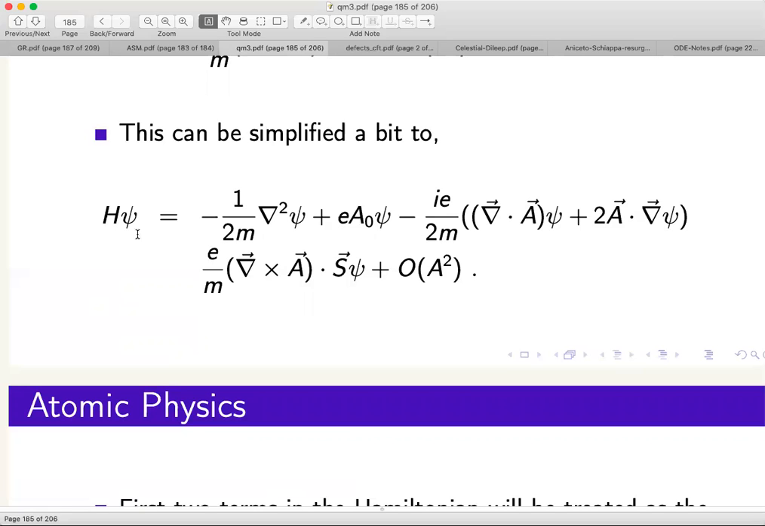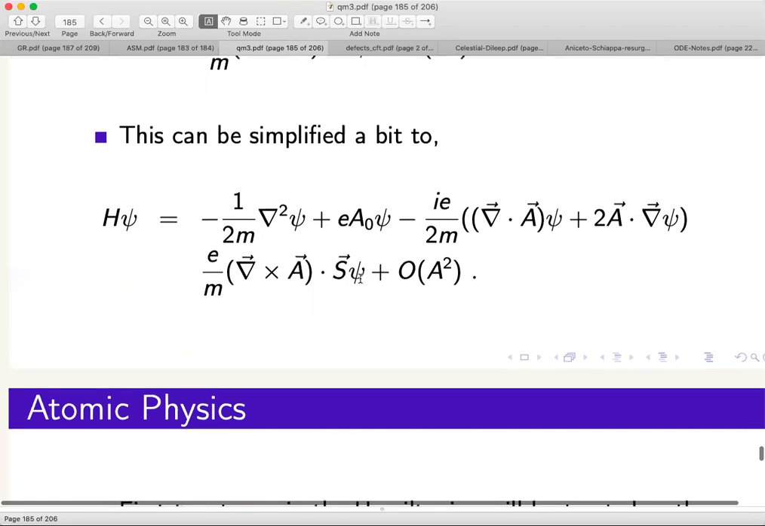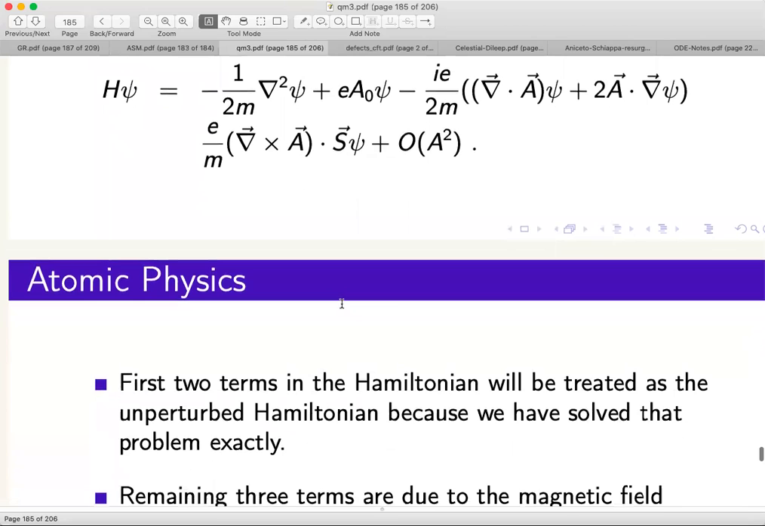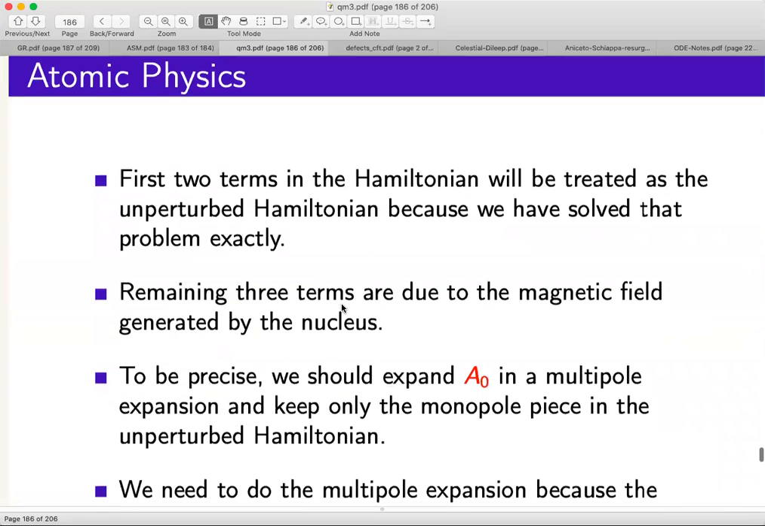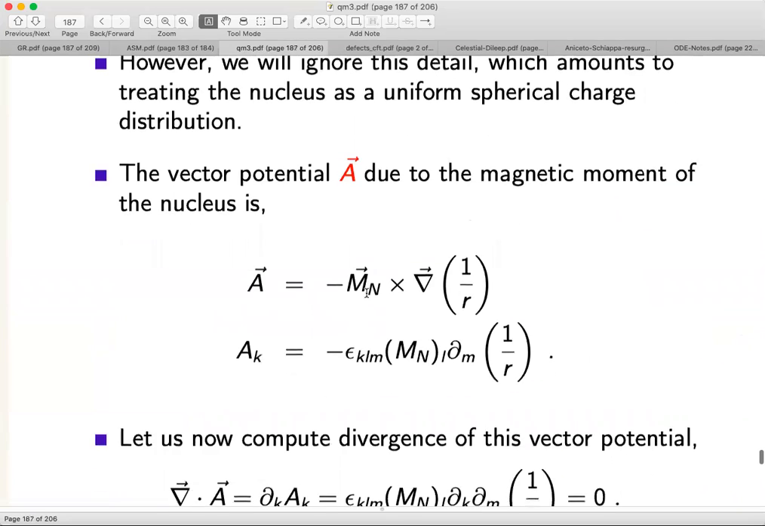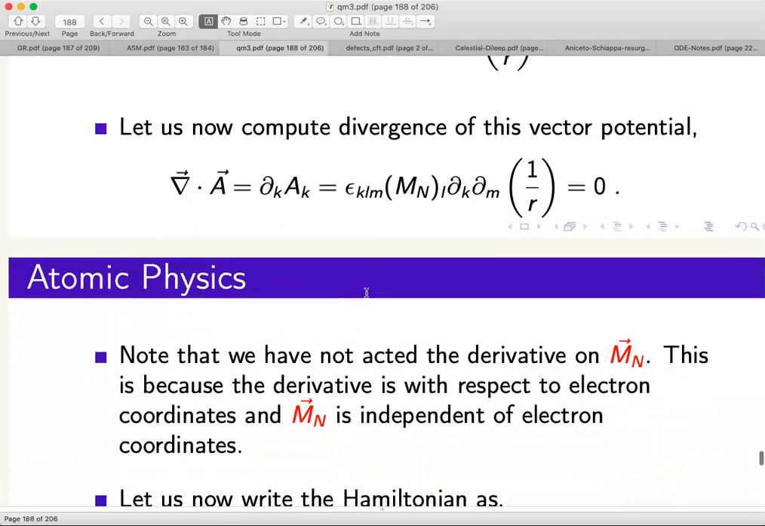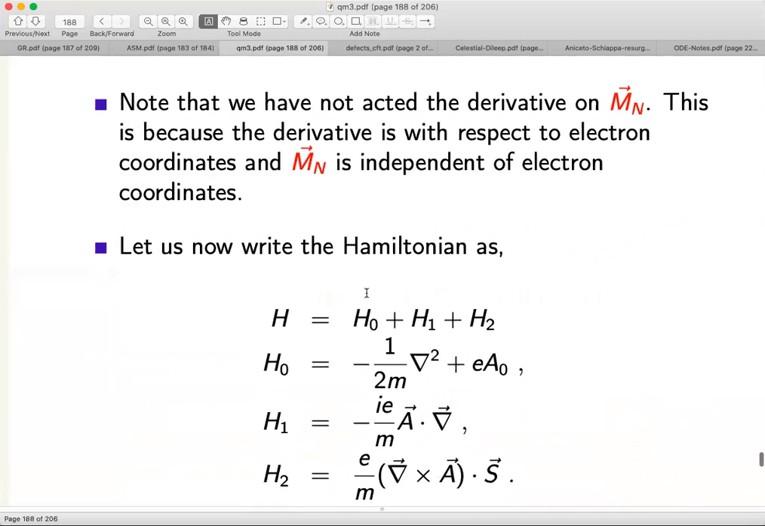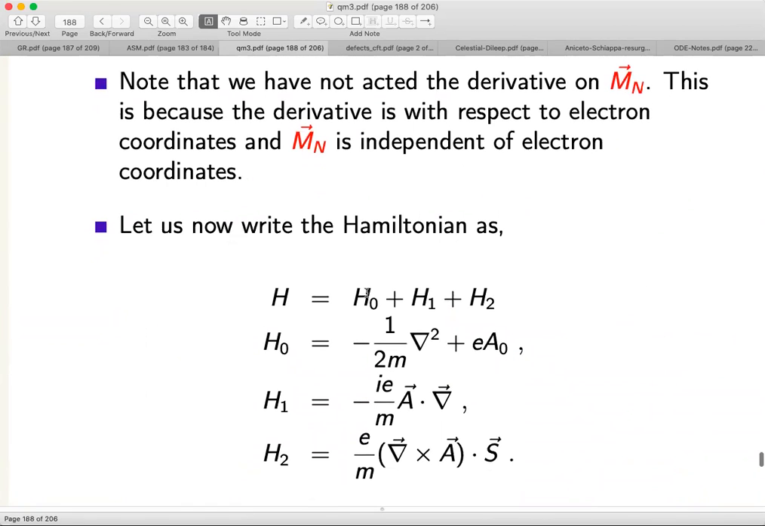So that leaves us with the unperturbed Hamiltonian, which is exactly soluble, and two other terms: A dot del acting on psi with a factor of 2, and a del cross A dot S term acting on psi, which is the coupling of the magnetic field with the spin. What we are going to do is systematically manipulate these terms and see what we get, and we'll do that in the next lecture, hopefully.